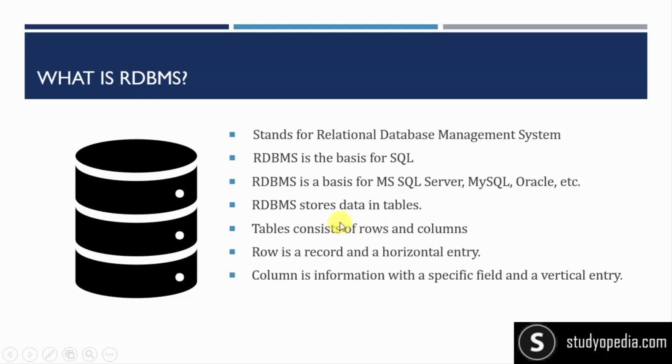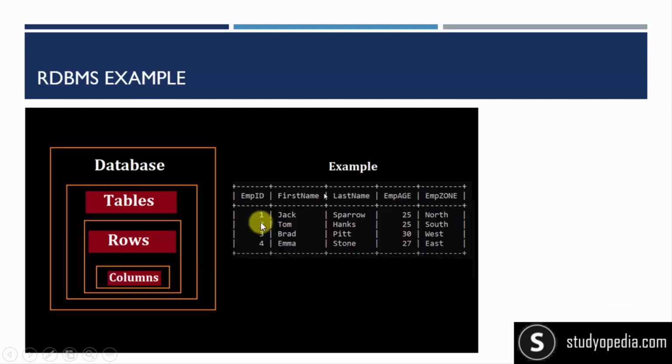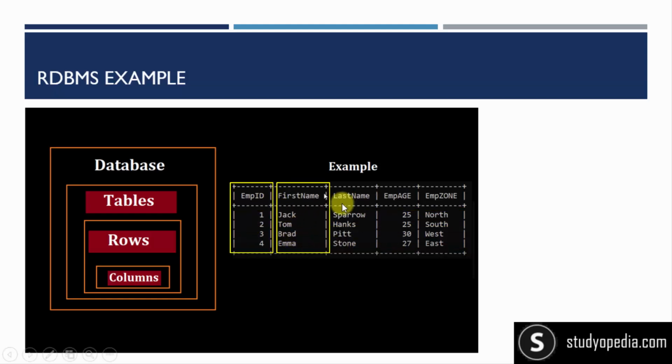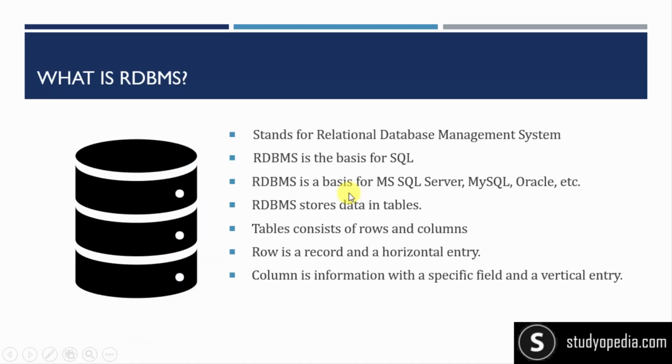RDBMS, as I have told you before, stores data in the form of tables, and a table has rows and columns. Herein we have 4 rows. That means rows are always horizontal entries. And columns, we are having 5. So columns are vertical entries. This is what we have shown here.